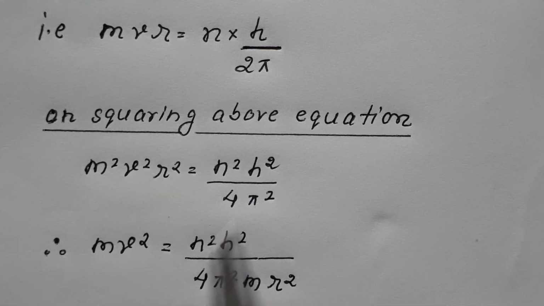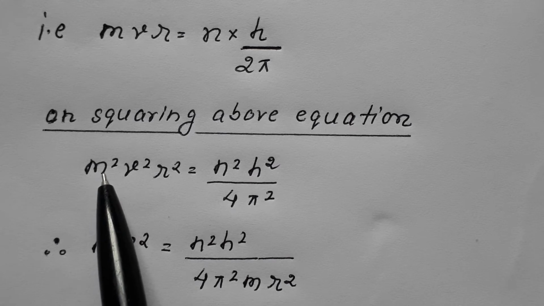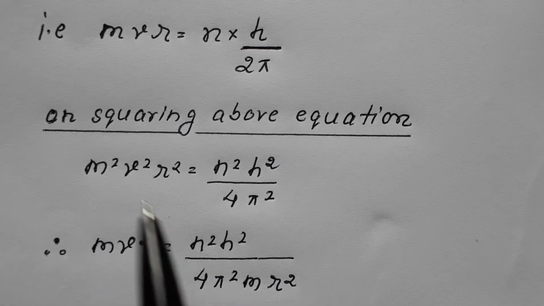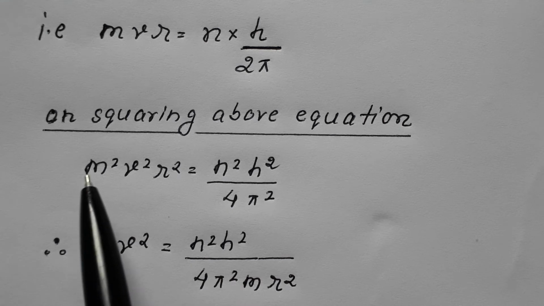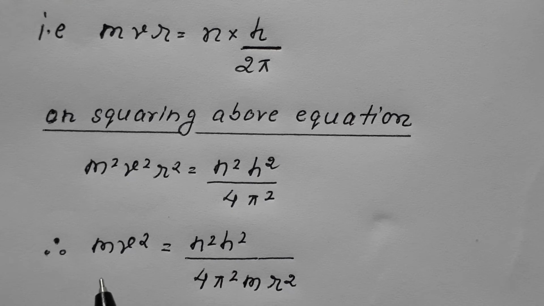Now if I bring one m and both the r into the denominator, it becomes mv square is equal to n square into h square upon 4 pi square into m into r square. This is the value of mv square.